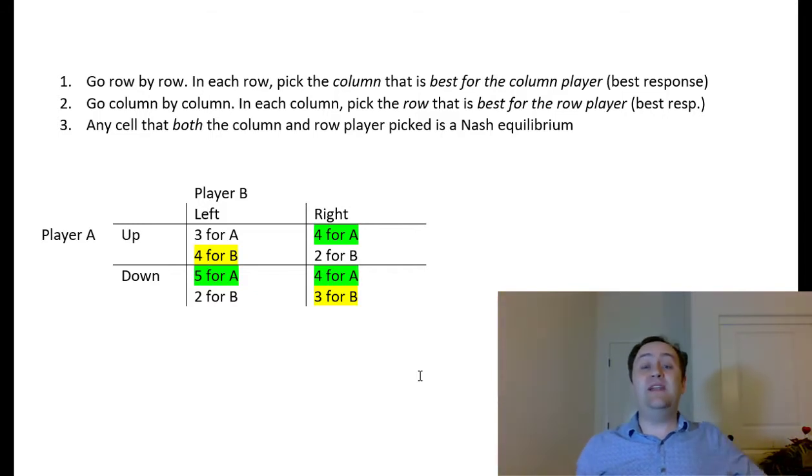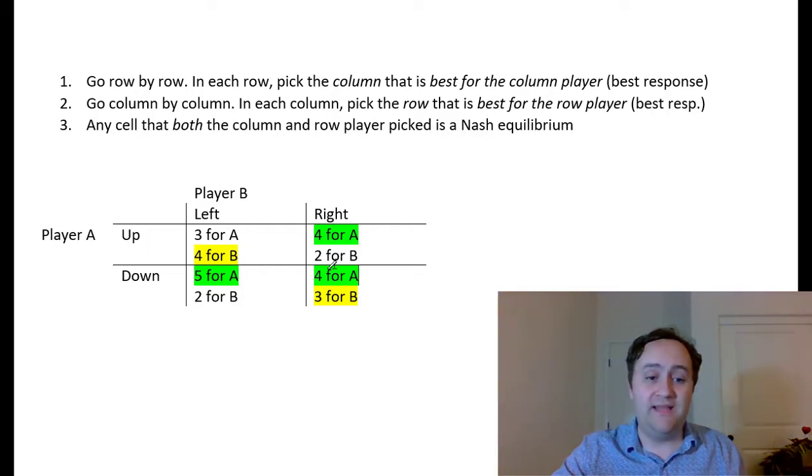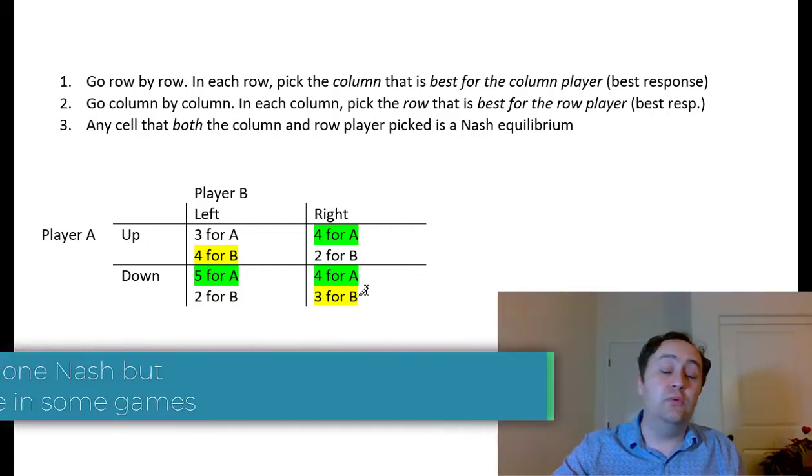So now that we've highlighted all the best responses, we just say, okay, we're at whichever cell has both players playing a best response to each other at the same time, that is the Nash Equilibrium. And that is at the down right place right here. That's going to be our Nash Equilibrium outcome right there.